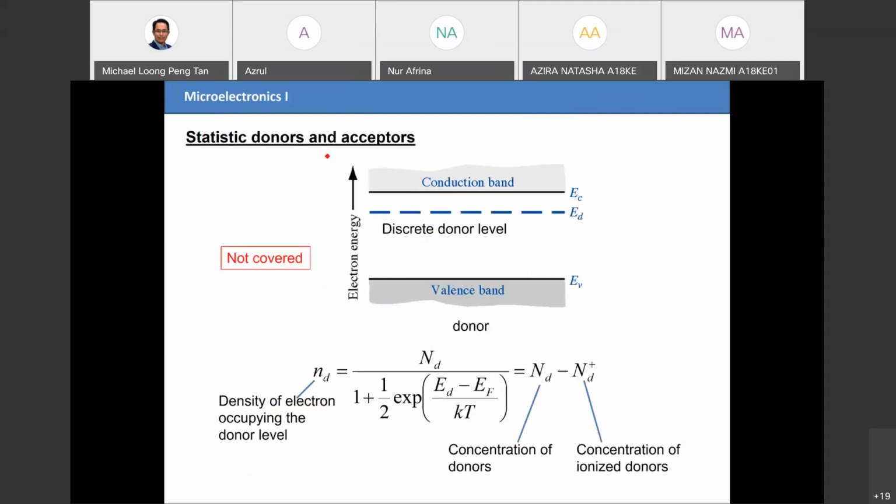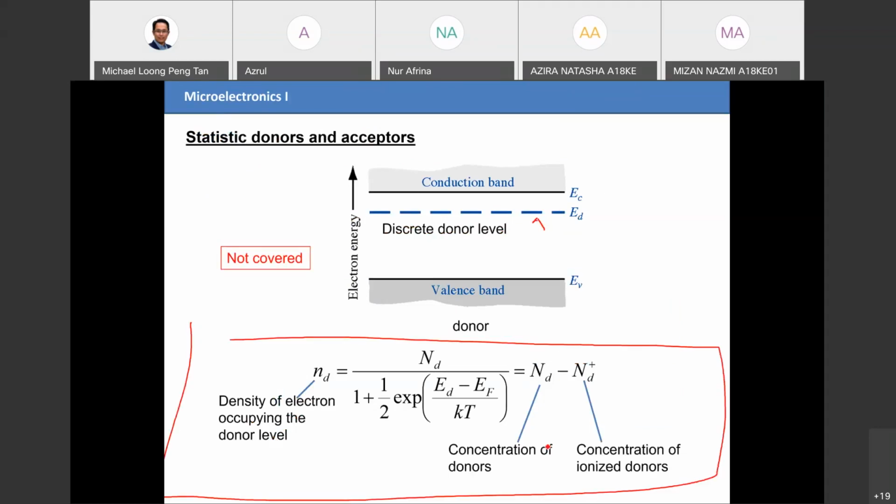So, statistics of donors and acceptors. Now they will introduce one thing here: if you want to cover the density of electrons occupying the donor state, the density of electrons at the donor state, ND. So if you have ED here, and they want to calculate how much dopant here, then they'll be using some equation similar to here, where they say the concentration that you have and the number of ionized donors that managed to jump to the conduction band, leaving behind positively charged dopant. Okay, this is what it meant here.